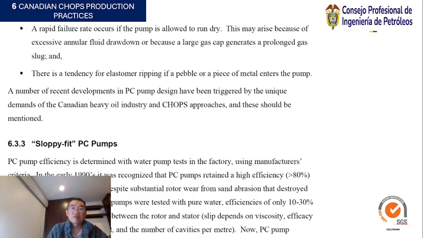There are some disadvantages that must be kept in mind when operating a PC pump in CHOPS wells. A rapid failure rate occurs if the pump is allowed to run dry. This may arise because of excessive annular fluid drawdown or because a large gas cap generates a prolonged gas slug, and there is a tendency for elastomer wrapping if a pebble or a piece of metal enters the pump.